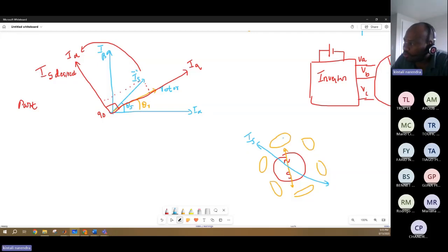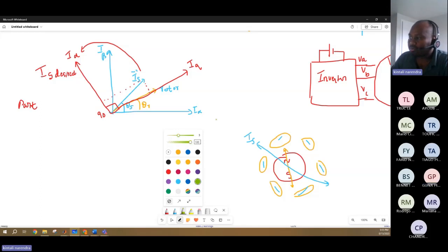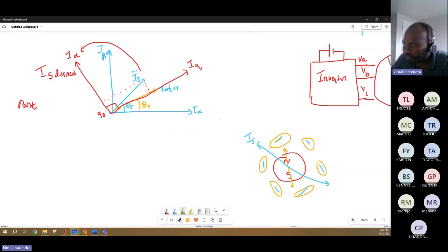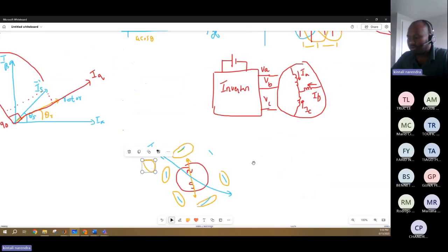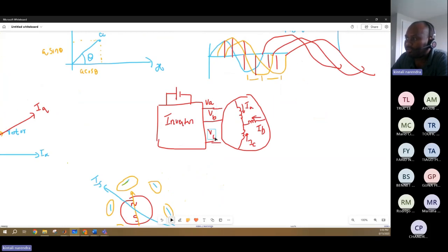Now you have control on the currents flowing into the stator. You are providing the current to them. See here in the diagram, I told you, this VA, VB and VC, you are providing from the inverter to the brushless DC motor. So you have the control of VA, VB and VC. So far, so good.